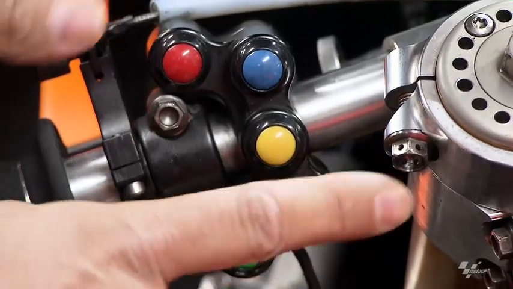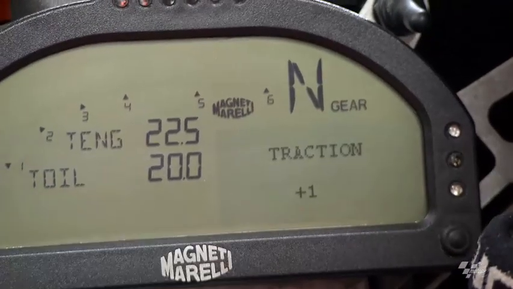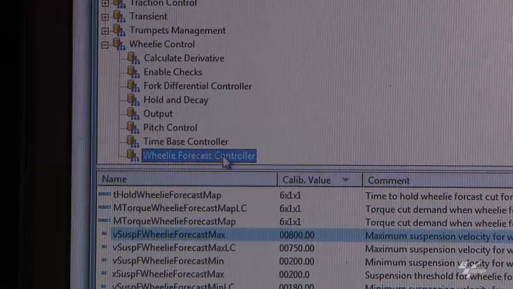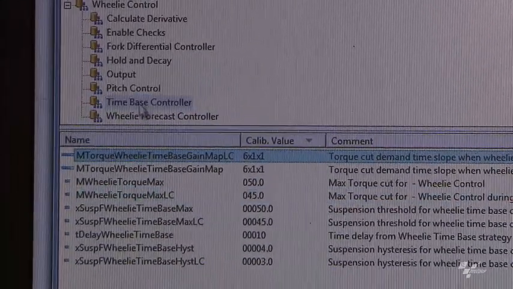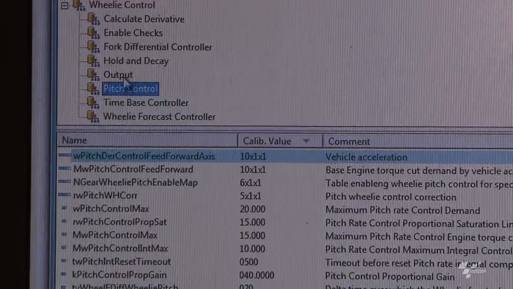The number of levels depends on the strategy. For example, for the traction control we have 5 levels possible. For the anti-wheelie, if I don't mistake, we have 3 levels that, depending on the numbers put by the technicians, are going to give you more or less intervention.